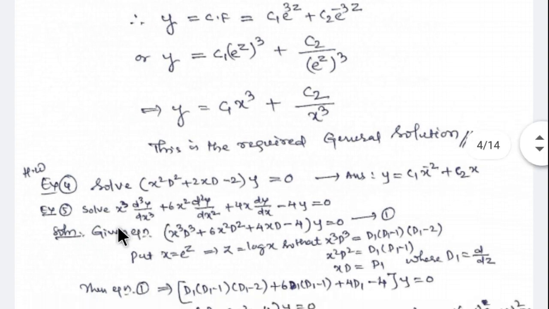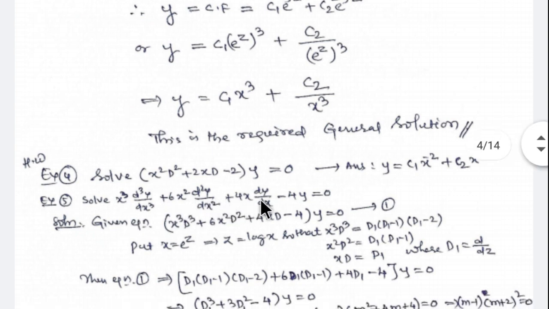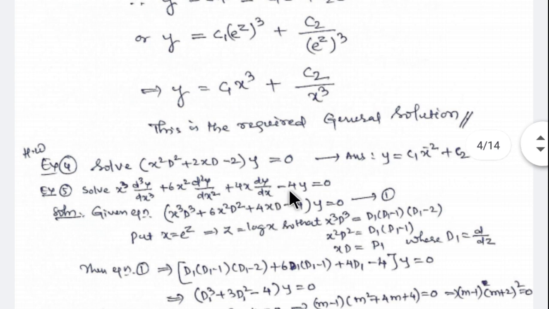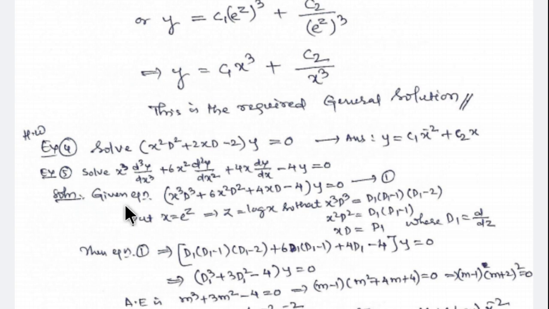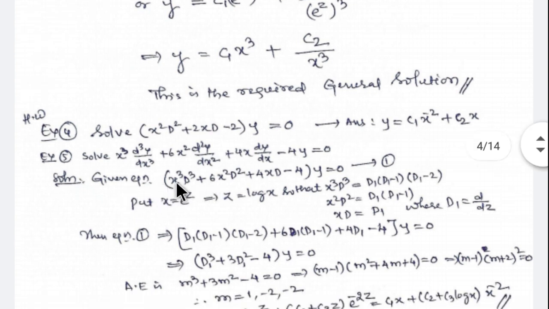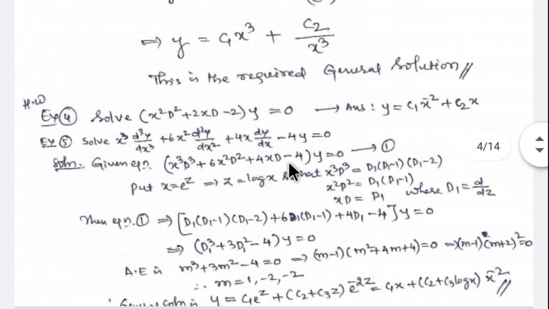Then one more example I want to explain. Solve this third order Cauchy-Euler equation, the right-hand side is 0. That is x cube d3y by dx3 plus 6x square d2y by dx2 plus 4x dy by dx minus 4y equal to 0. Solution: the given equation you can write as x cube D cube plus 6x square D square plus 4x D minus 4, into y, is equal to 0. Call this equation 1.